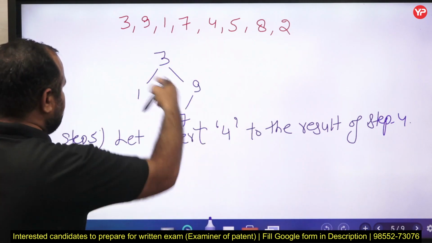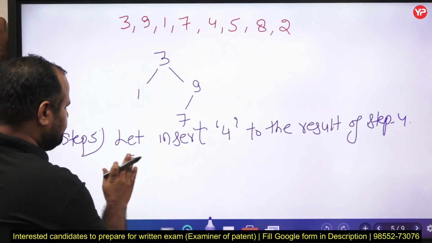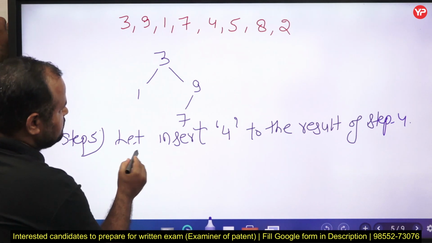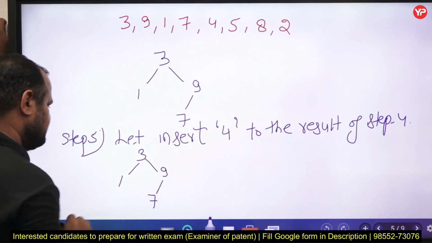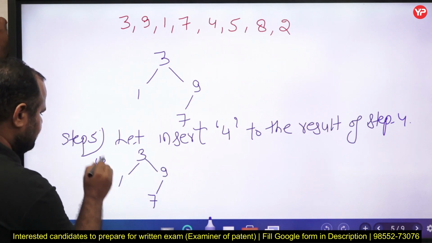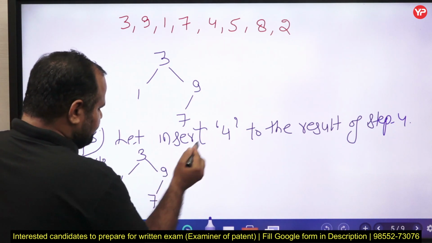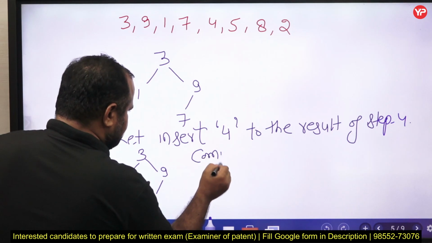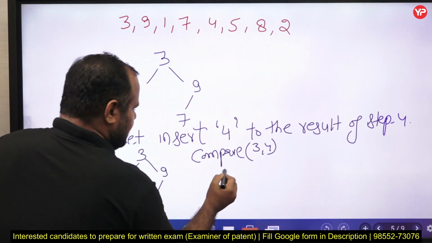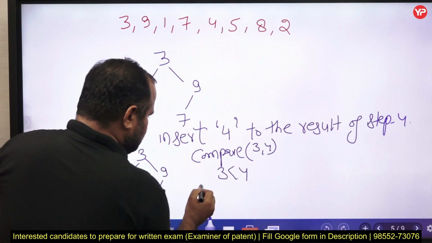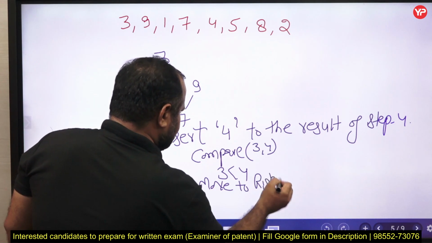Fine. So again, always start from the root. The input for this tree is 3, 1, 9 and 7. Now we have to insert 4. First of all, we need to compare 3 and 4. As 3 is less than 4, move to the right subtree.